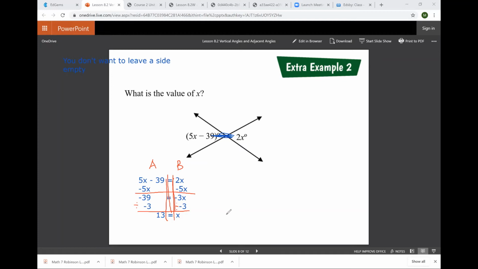Okay, so that's how you do a problem like that. If you don't understand, please send me a message. Okay, let's see. See, they just told me. So I got it right. Answer was 13. Okay.